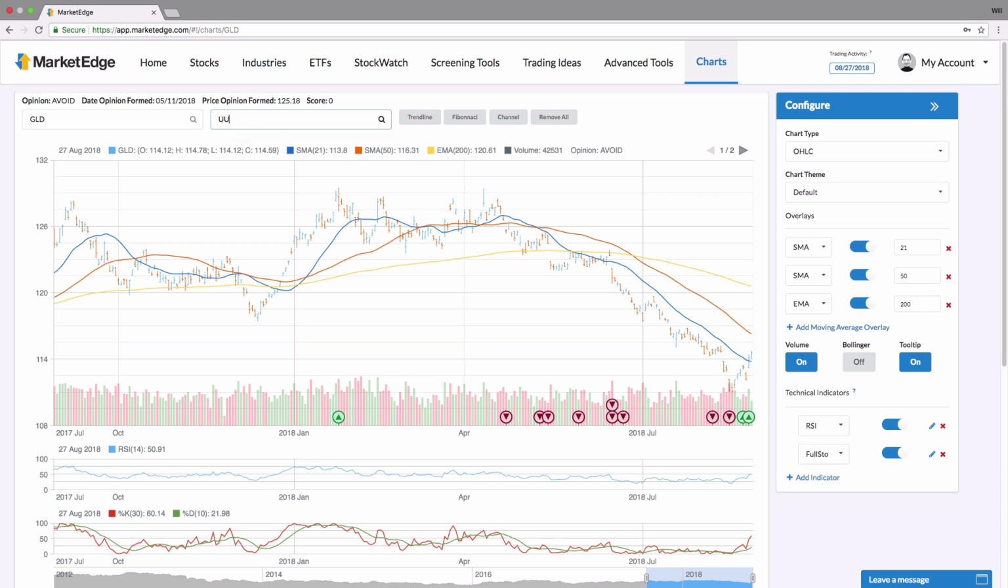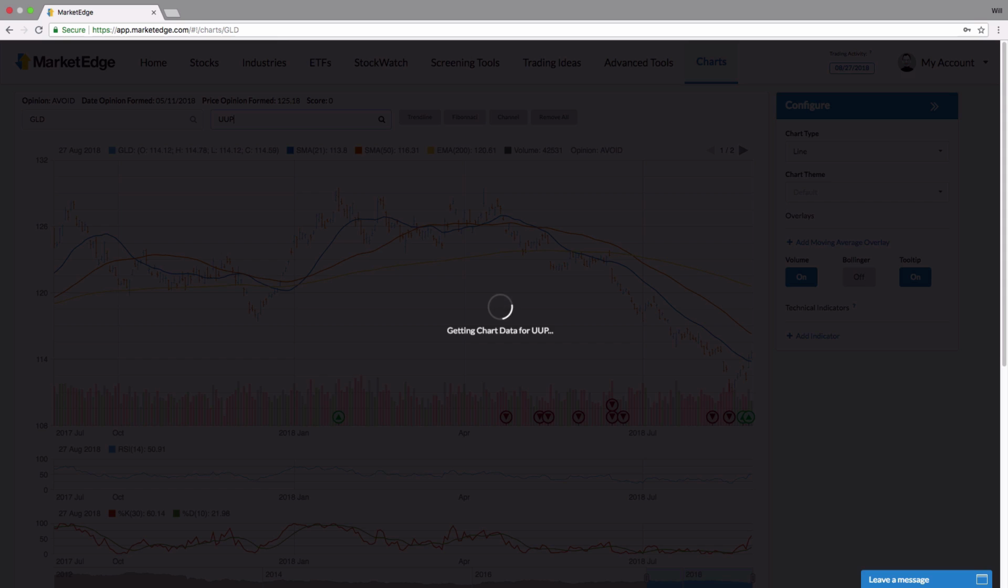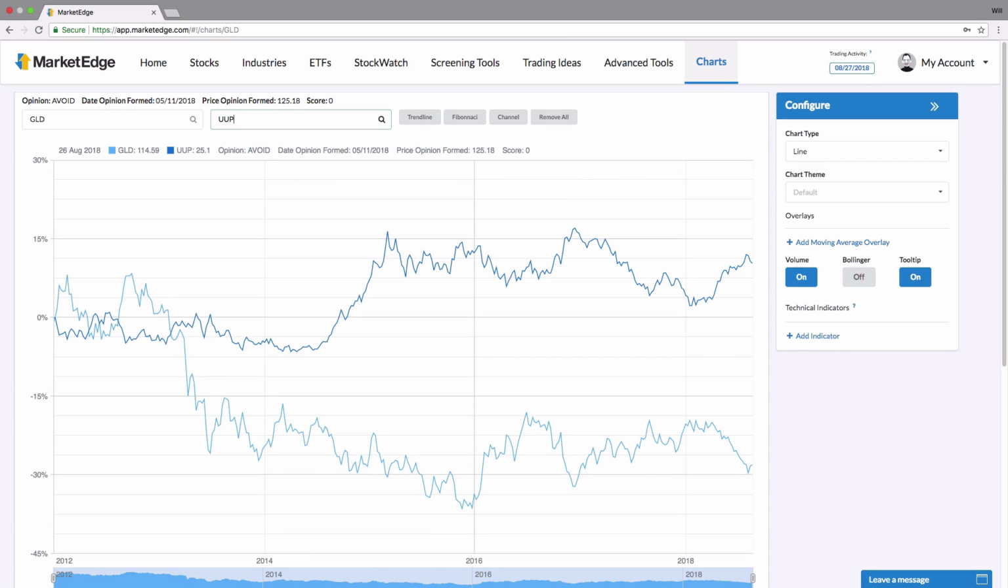Put up UUP. I want to compare this. This is the gold ETF compared to the U.S. dollar.